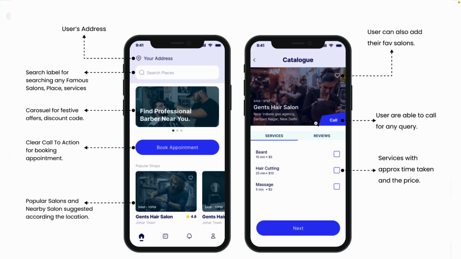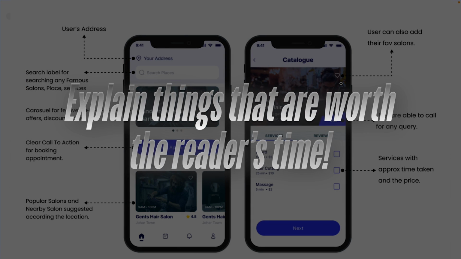So here there's a CTA that says call, and he says that the user is able to call for any query. I know that. It's obvious that tapping on this is going to enable me to call someone. Tapping on this button is going to help me add to my favorite salons. So try not to explain things that are very obvious. Try not to explain things that require barely any common sense. Try to explain things that are not obvious to the reader.